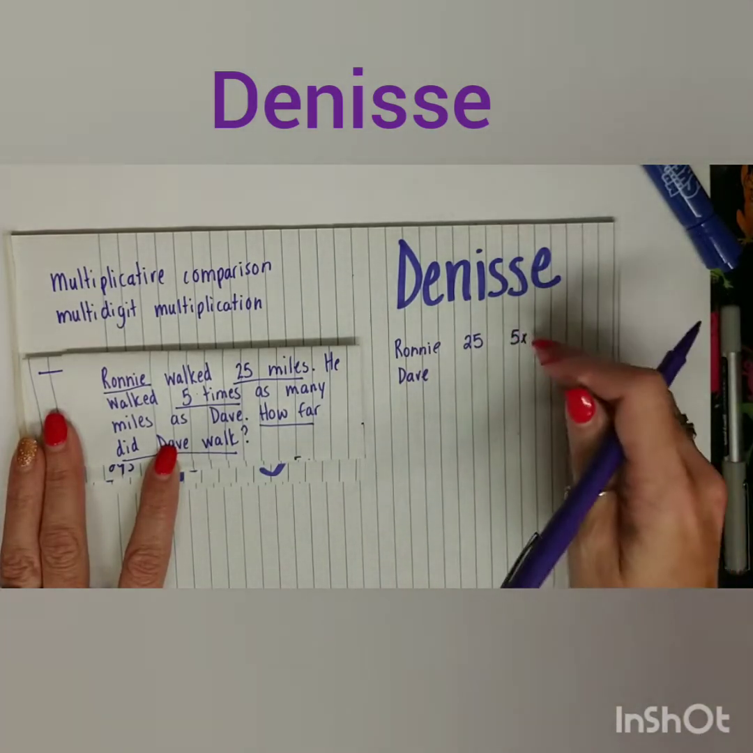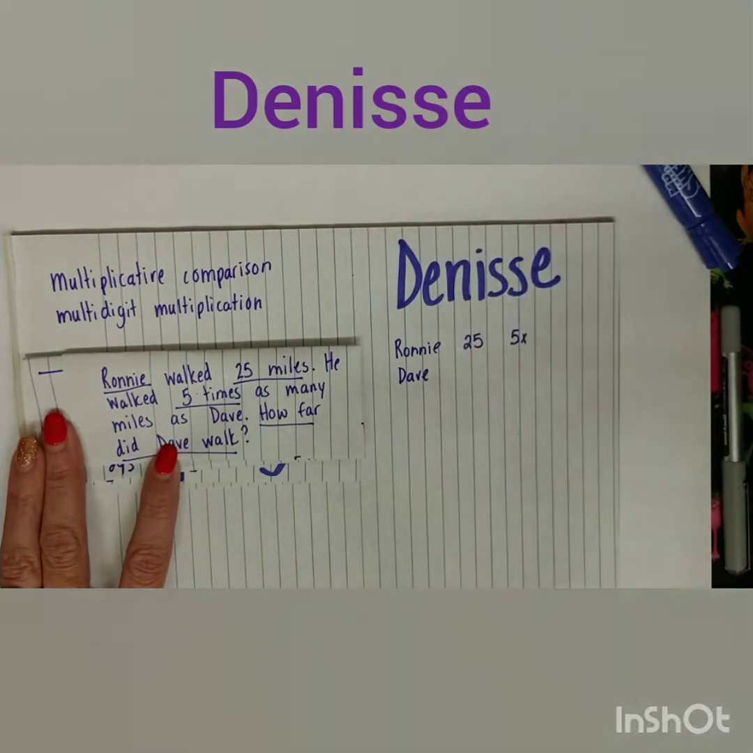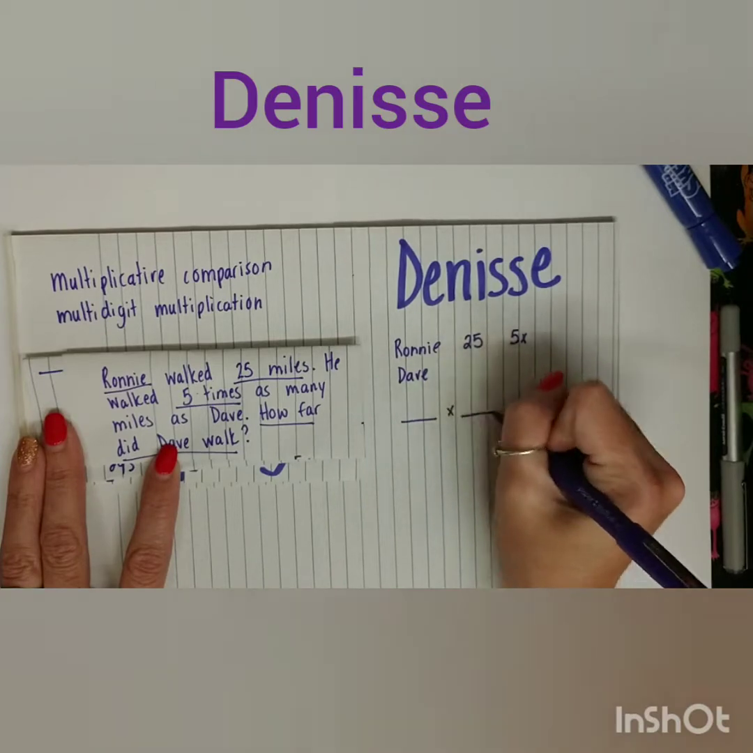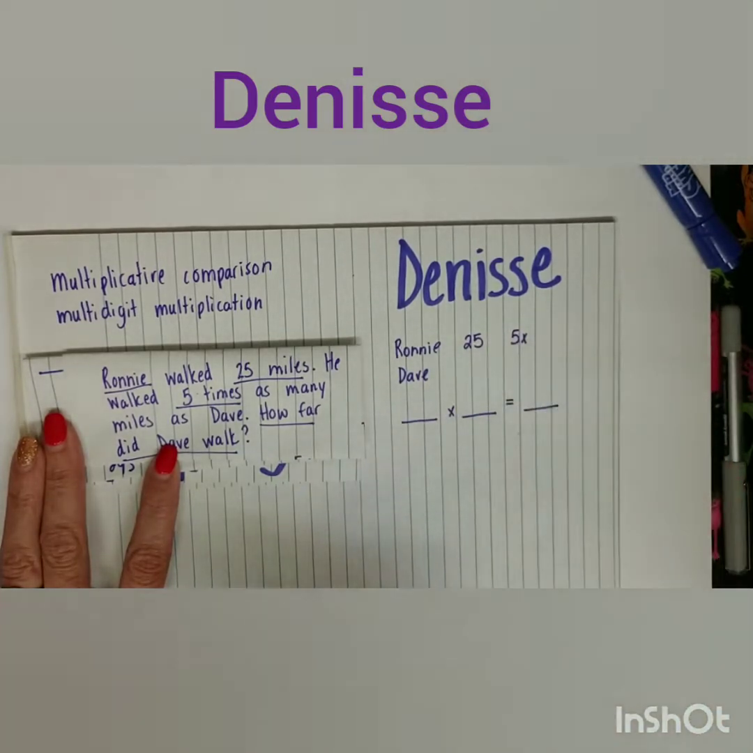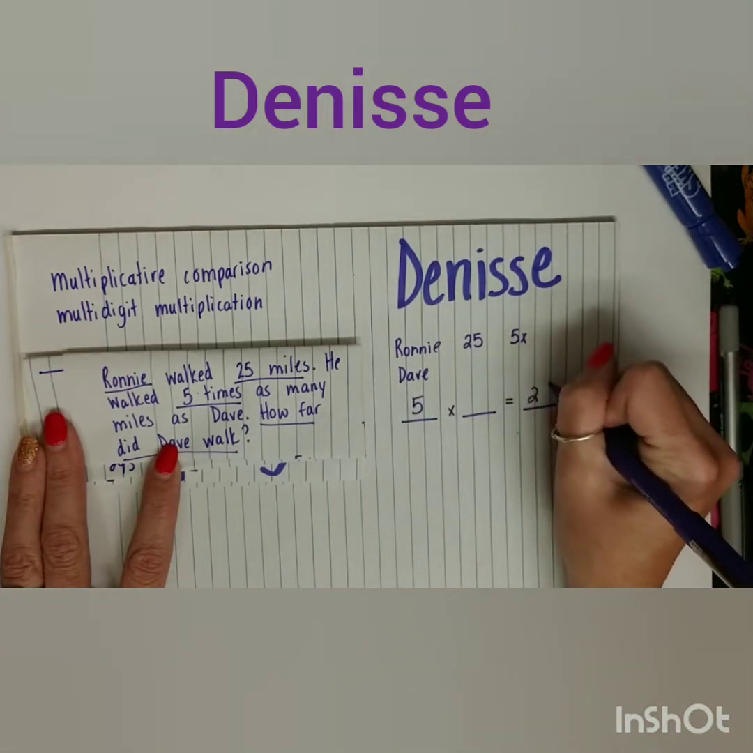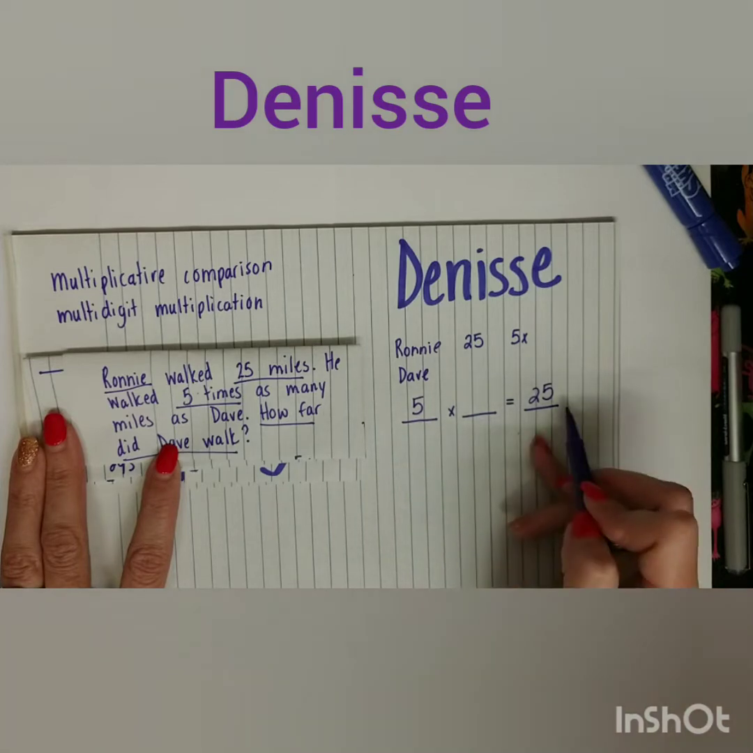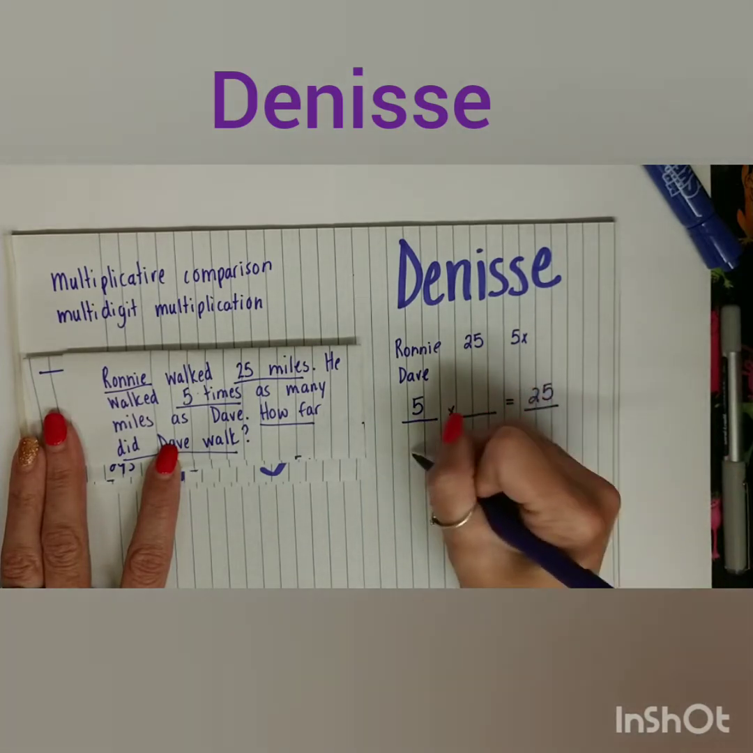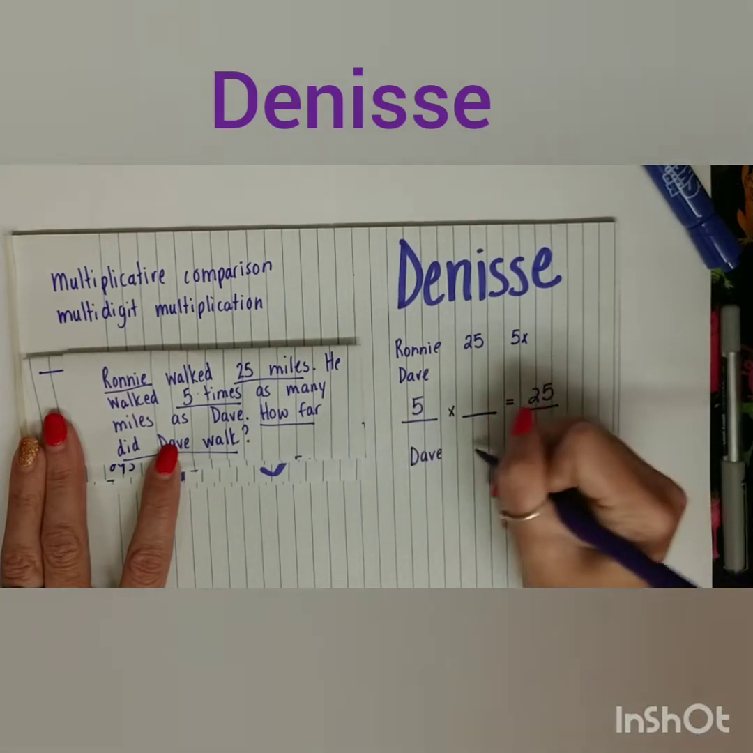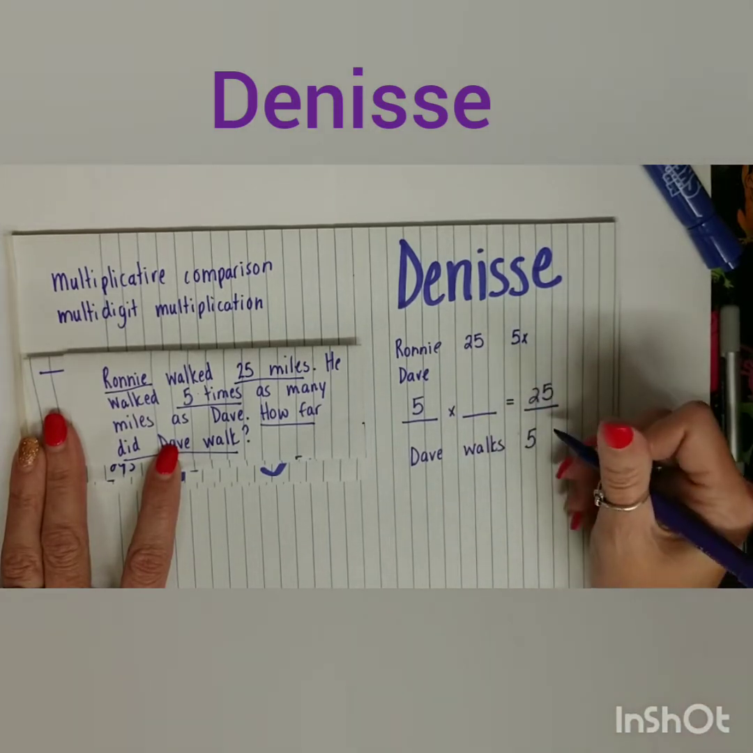When I have both of my pieces of data on the same line, that tells me I have to have one piece of data on the left of the equal sign and one piece of data on the right. So 5 times as many, and the 25 goes over here. So I think to myself, what times 5 equals 25? The answer is 5. So Dave walks 5 miles.